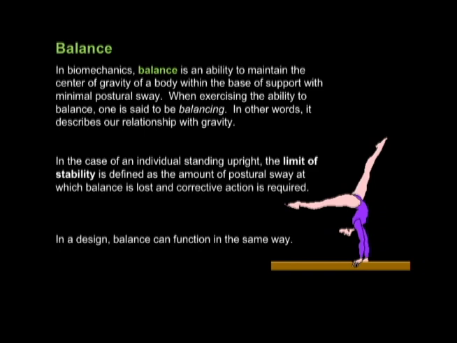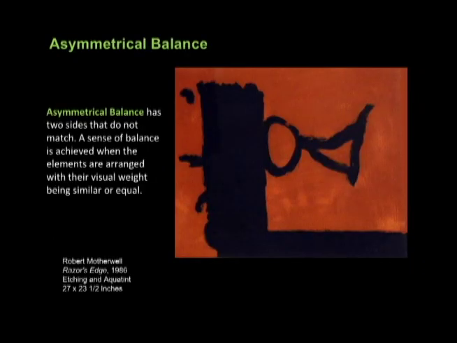Let's look at how that might work. In asymmetrical balance, of course, two sides of a composition don't match each other. And so the sense of balance has to be achieved by arranging the elements in a way that gives a satisfying feeling that their visual weight is similar or equal. Take a look at this Robert Motherwell print and see what you think about its balance.